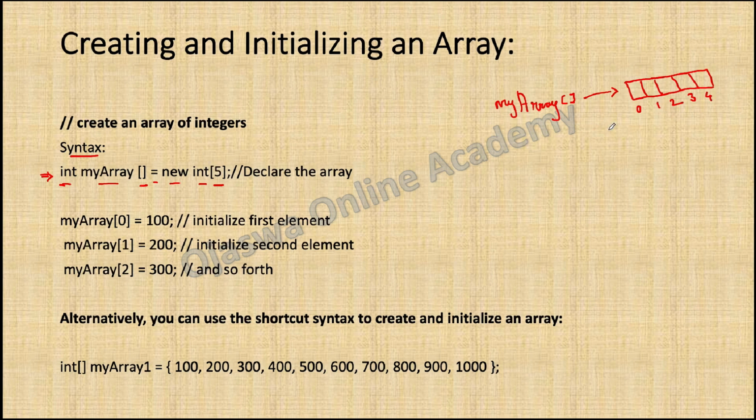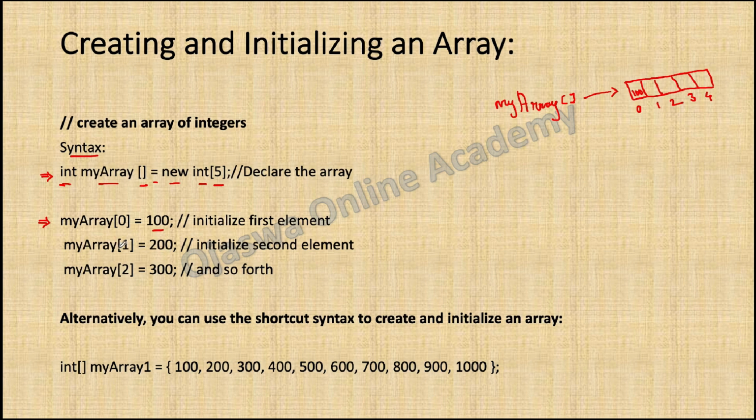Now when you declare the array, memory is allocated for the array object. If you want to initialize the array, that means if you want to store values inside the array, you can store them using the index number. So name of the array, square bracket, 0. This means that at the 0th index of my array, you are assigning value 100. So when this statement is executed, value 100 will be stored at the 0th index.